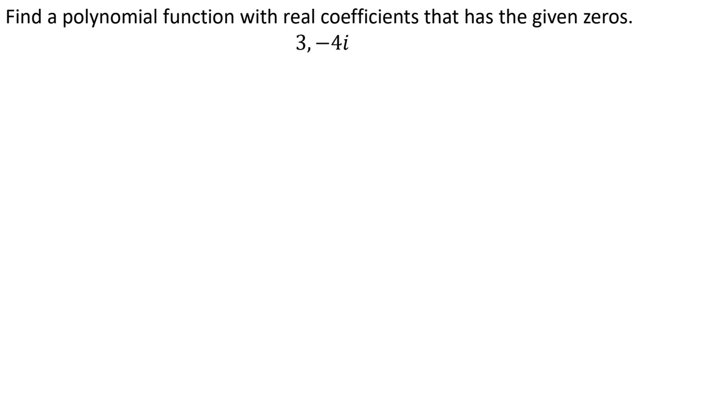Okay, so that was taking everything that we did and put it together to make one graph. Now we're going to go a little bit backwards. It says find a polynomial function with real coefficients that has the given zeros. So by finding a polynomial function, what they want us to end up with is going to be something like this.